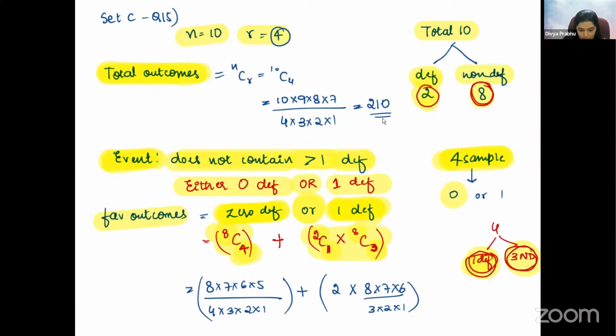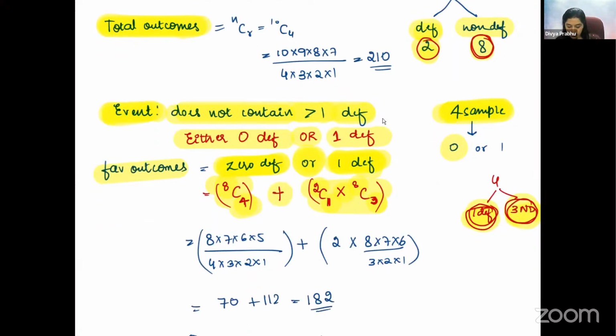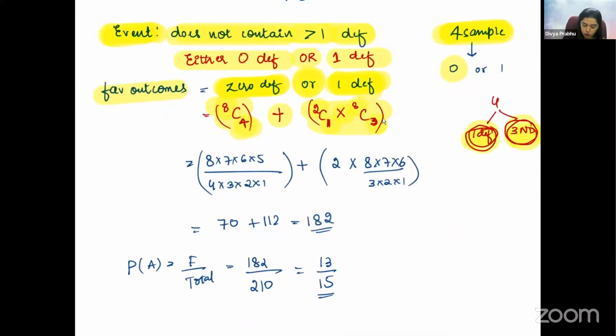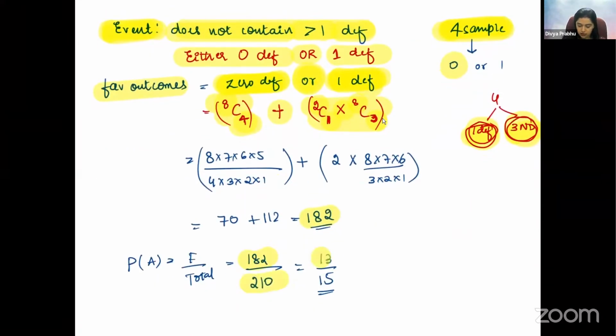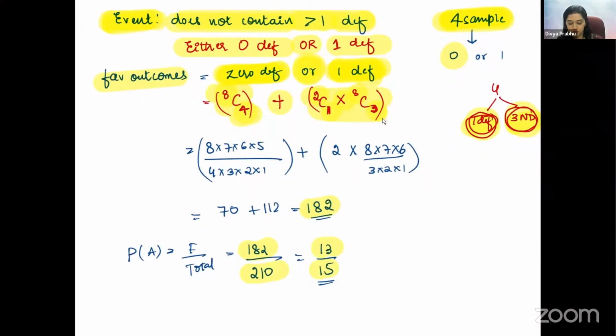I want 1 as well as 3, and that's why there is multiplication here. Because there is OR here, I have addition here. That's all. So when you solve this, you will get 182. So probability will be favorable outcomes divided by total outcomes, which is 210. This is the right answer.